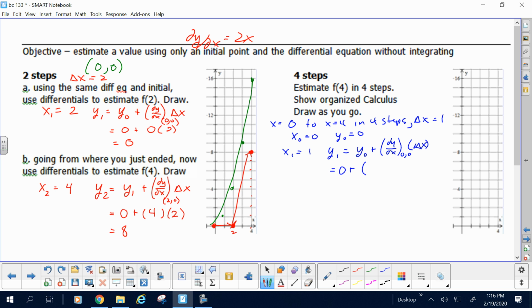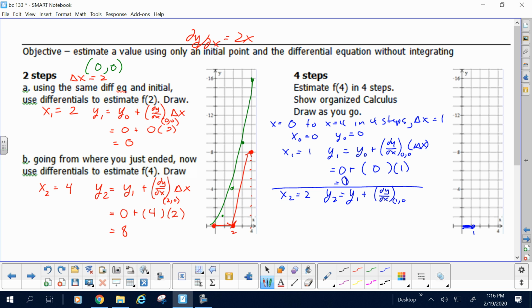What's y initial? 0. What is the rate of change at 0, 0? 0 times the delta x of 1. Our first iteration takes us to 0. Now, in the picture, you're going to go over 1 unit horizontally, and y is still 0. But now we're going to recalculate our slope. x2, we're going to go from 1 to 2 now. y2 is y1 plus dy dx at the previous point. And what was the previous point?